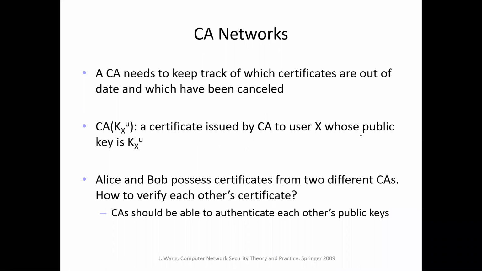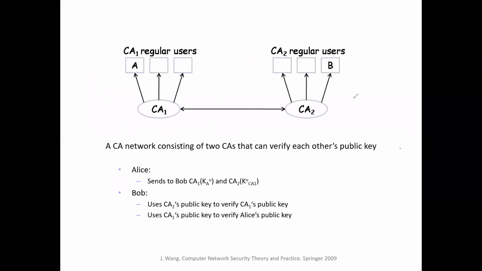So now comes the issue of CA networks. Okay, so we know that there may be multiple CAs, right? For instance, let's look at this diagram. Here we have two CAs and Alice, so this A is Alice, a subscriber of CA1, and Bob is a subscriber of CA2.